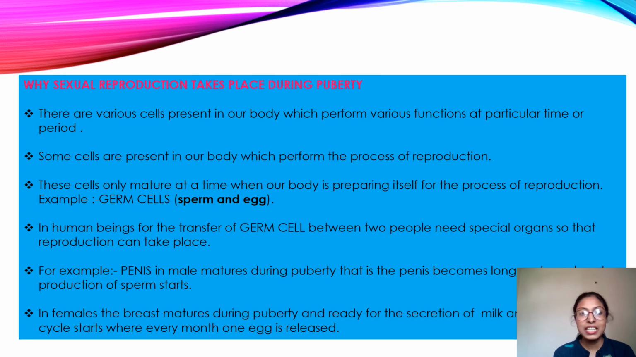Now we will study why sexual reproduction takes place during puberty. The adolescent stage is also known as the puberty stage. So why does sexual reproduction take place only during puberty? Because there are various cells present in our body which perform various functions at a particular time or period. We all know that our body is made up of cells, and each cell is capable of performing different functions. At what time which cell has to perform a particular function depends upon the body growth.